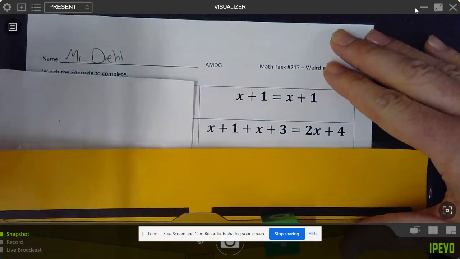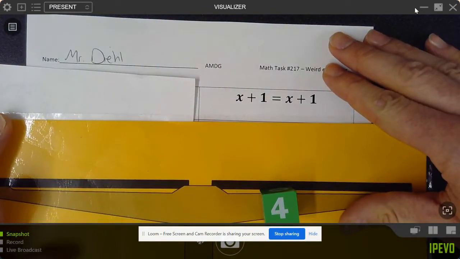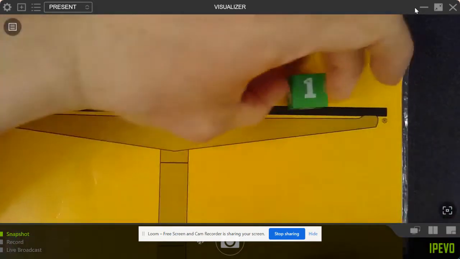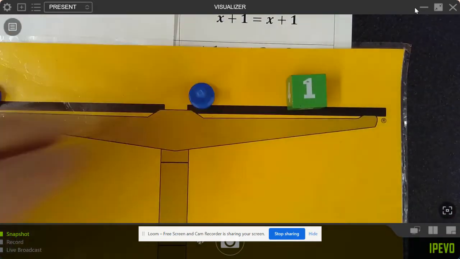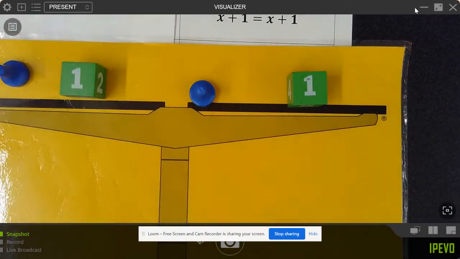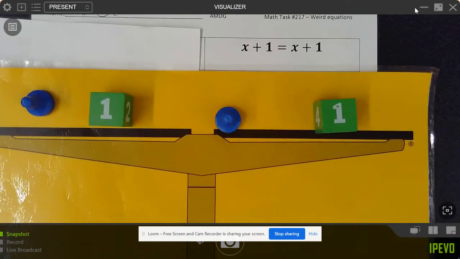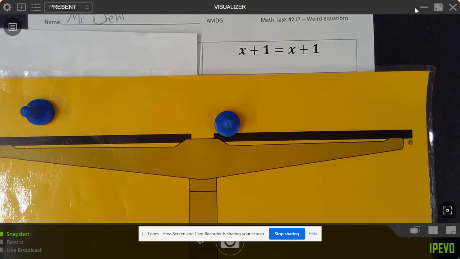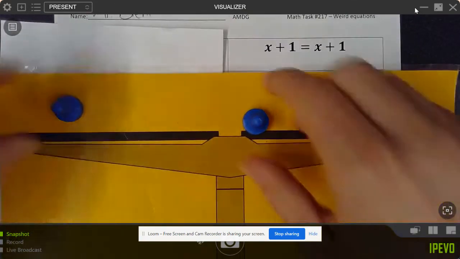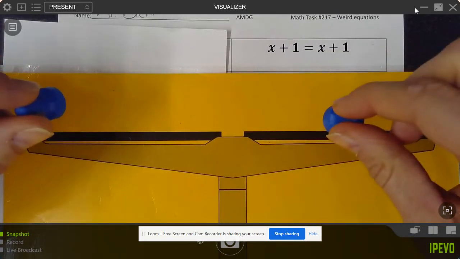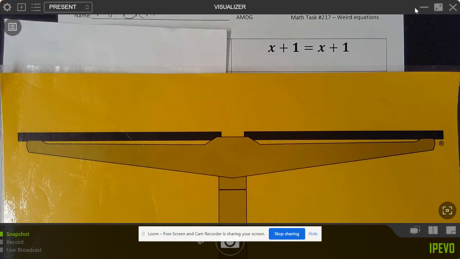x plus 1 equals x plus 1. Well, if I build that, I have this. Well, if I start to solve this equation, maybe I would take 1 off both sides. But now I have an x on both sides. And if I do this, there's nothing left.